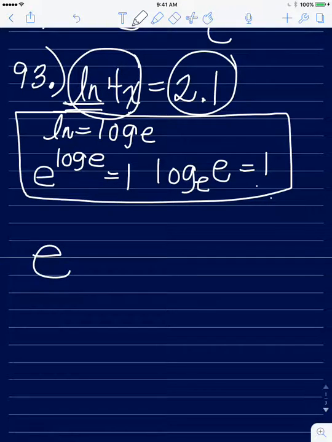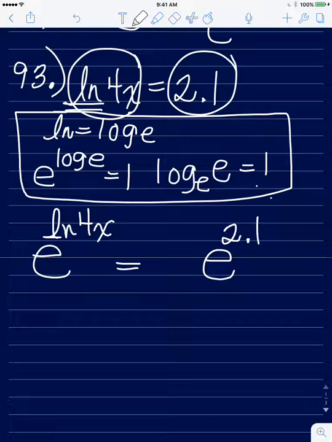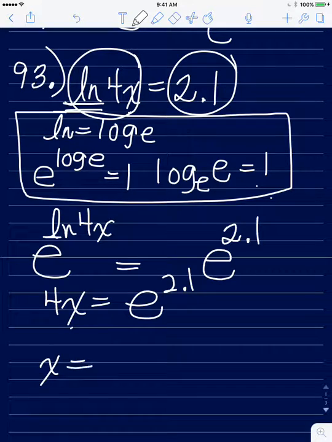So I'm just going to raise e to both sides, and e raised to the natural log of 4x equals e to the 2.1. And e to the natural log of anything, it cancels out. You're left with just 4x over here equals e to the 2.1. You're not done. You want to get x by itself, so you're going to divide both sides by 4 like you would with any other algebra problem. So it's going to be x equals e to the 2.1 over 4.